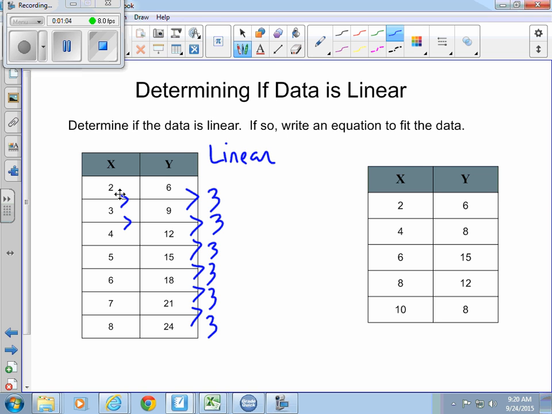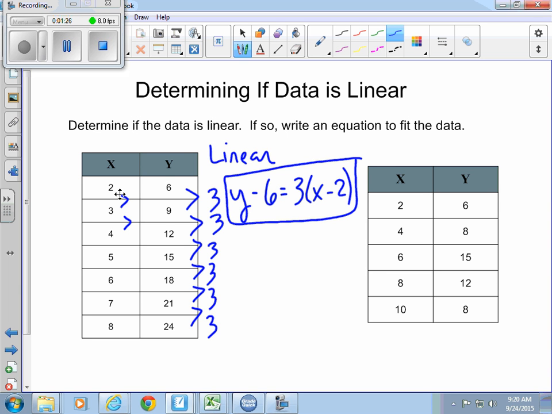Now that tells me to write the equation of the data. If I know the slope is 3, can I write an equation? What else do I need to write the equation? The point. I think I have 7 of them. Just pick one. So y minus 6 equals 3 times x minus 2. That is the equation of the line with those points.